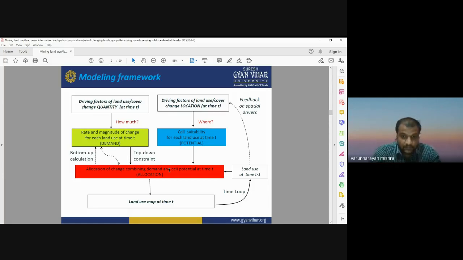that area. By integrating all this information, we can have the complete information about the amount, the location, and the responsible factors behind that change in that study area. So you will get the future landscape scenario based on this information.